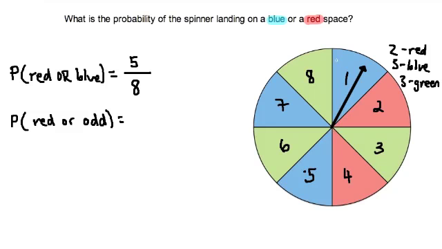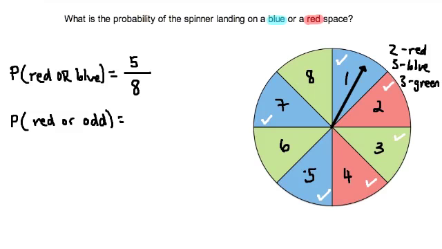Space number 1 is a winning space because it is an odd number. Space number 2 is a favorable space because it's red. Space number 3 is a favorable space because it's odd. Space number 4 is favorable because it's red. Space number 5 is favorable because it's odd. Space number 6 is not red, nor is it odd, so it's not a favorable space. Space 7 is favorable, and space 8 is not.